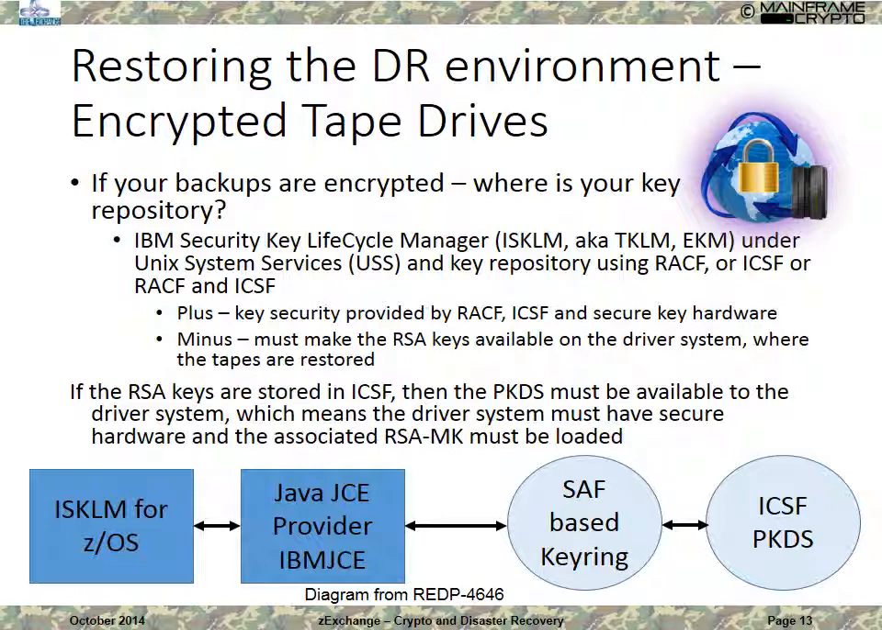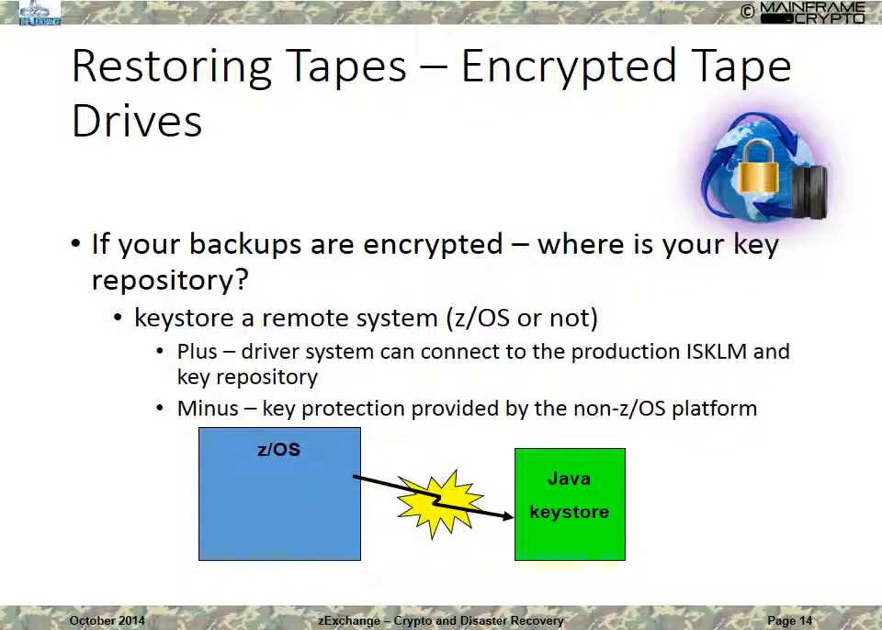So let's go to slide 14. You can also use a Java key store. ISKLM, instead of talking to a z/OS system with RACF or ICSF, could actually talk to another system that has just the Java key store on it. The same thing: it's going to talk to the key store, get the key material, the public-private key, and use that to decrypt the symmetric key on the tape. In both cases, ISKLM needs to know where that key store is, needs to have the IP address, and needs to have the proper configuration so it can access that system.